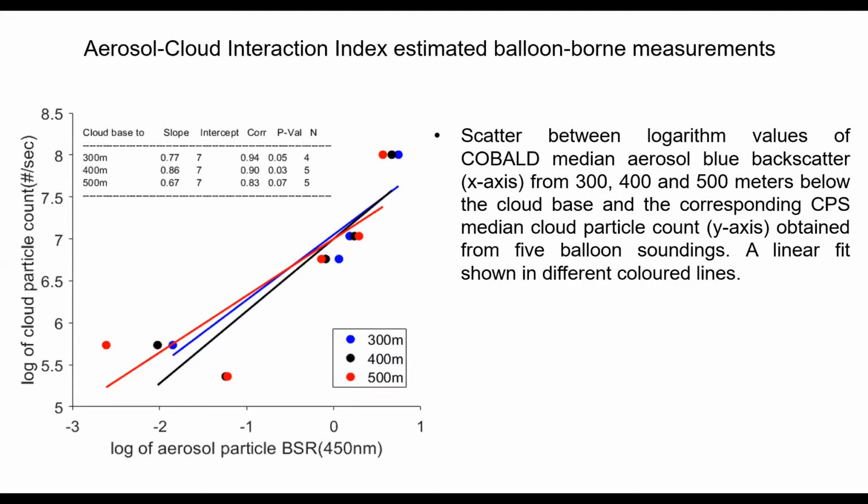We found that the slope value is about 0.7. It should be between 0 and 1. This slope estimate has been carried out for 3 categories, that is, from cloud base to 300, 400, and 500 meters separately.